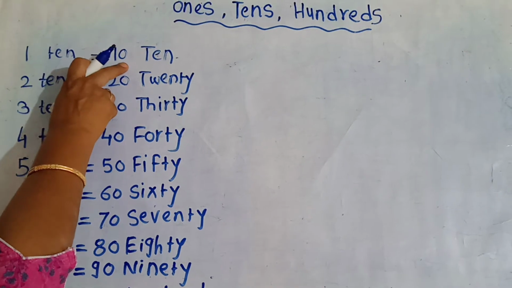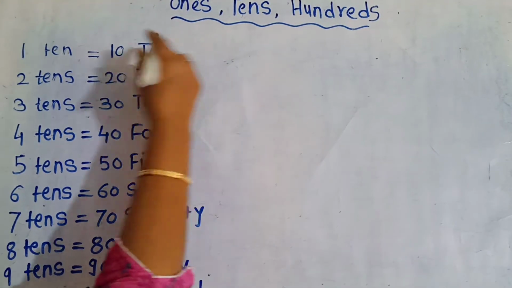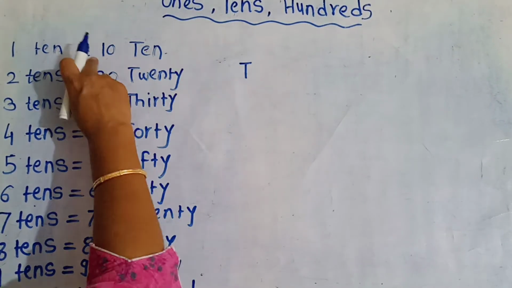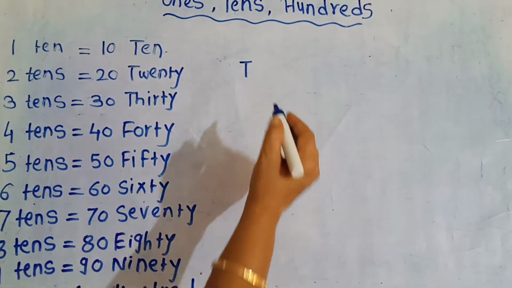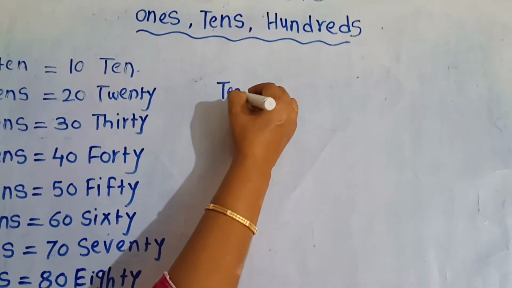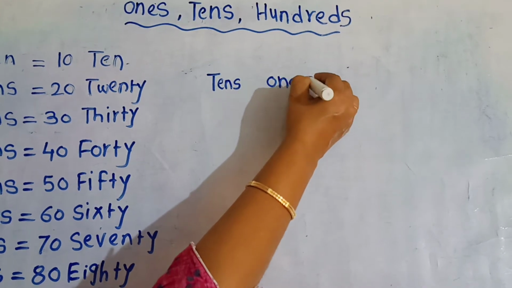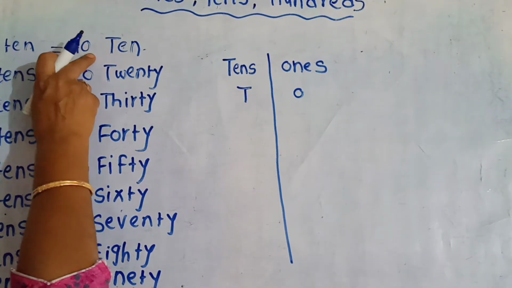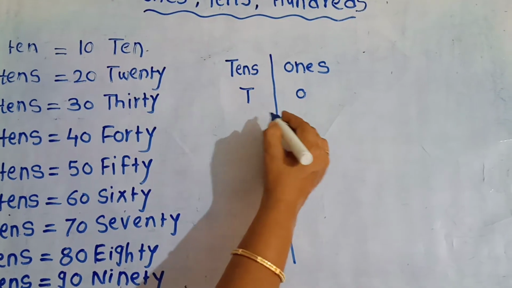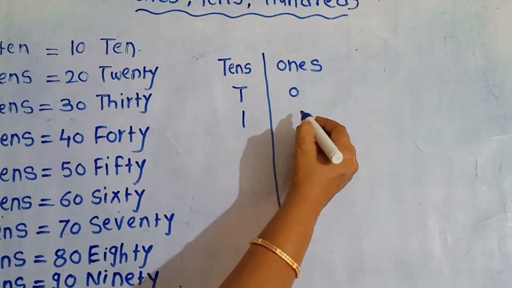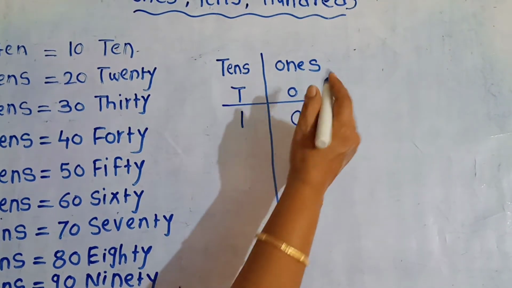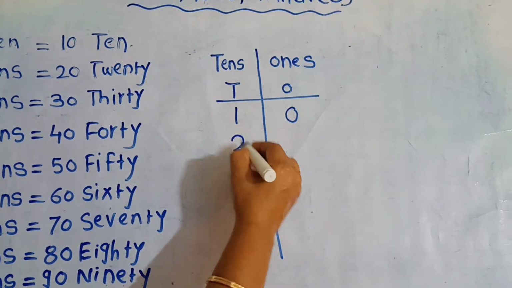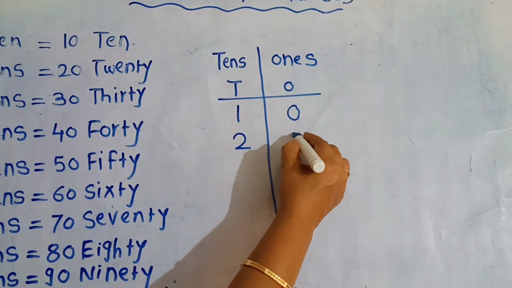Look here. 10 means 2-digit number. Means this 10 means we have to write these tens in tens and ones place. Okay. So here is tens place and here is ones place. Means T and O. If we have to write this 10, then the 1 will come in tens place and 0 will come in ones place. Okay. If you have to write this 20, then 2 in tens place and 0 in ones place.